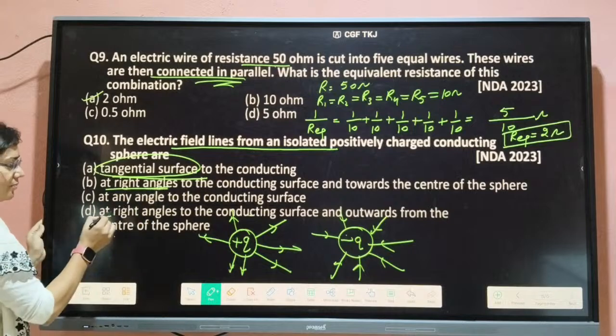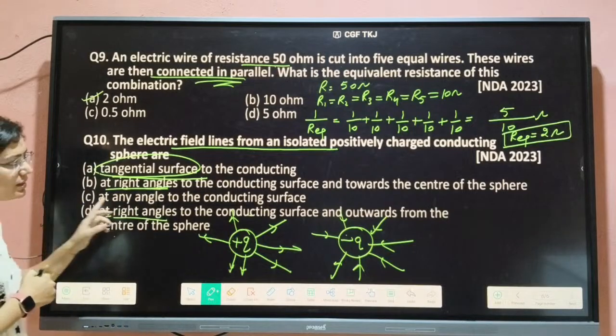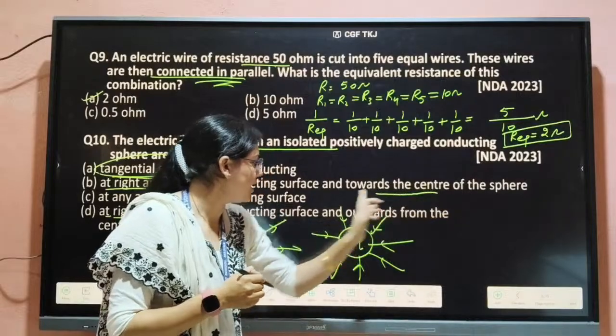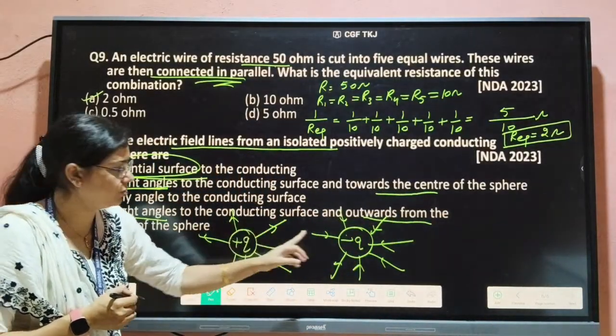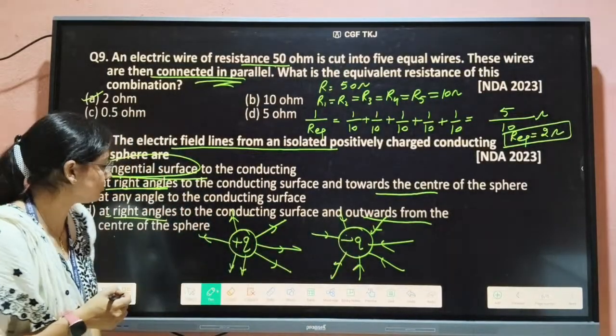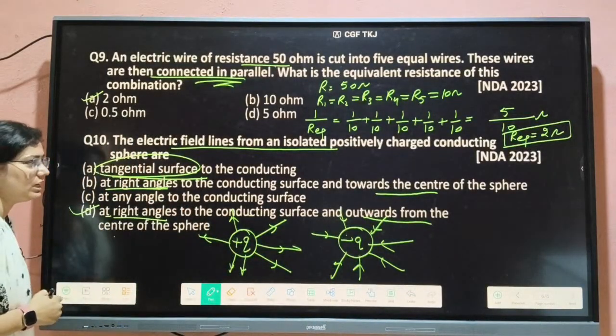So you can check your option which one will be right, which is not tangential to the surface. Okay, right angle, right angle. Yes, this one is right. But see here, direction toward the center, and here outward from the center. So due to positive outward, due to negative will be inward. So right option will be our D option.